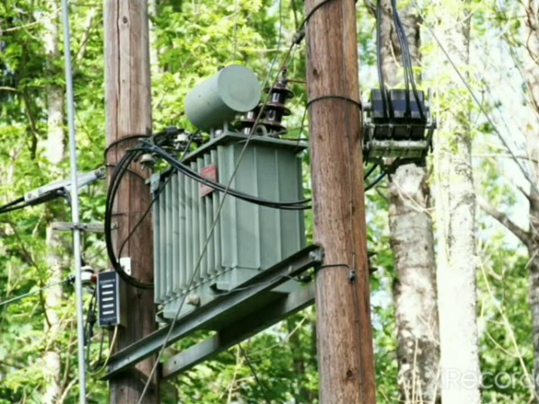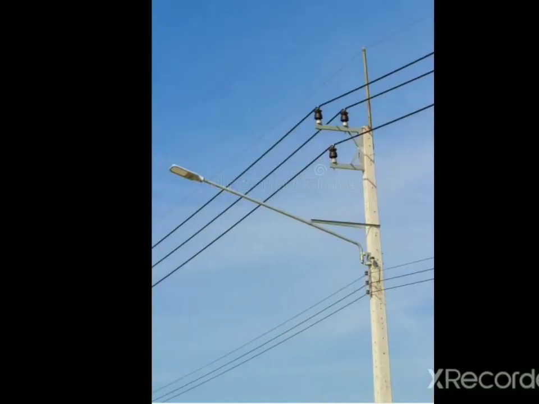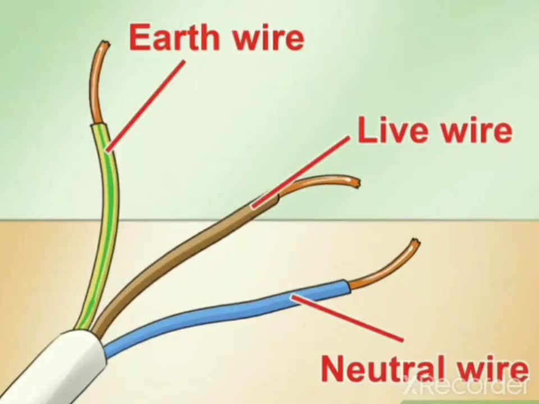From the transformer, the electricity is transmitted through wires called overhead wires to the posts, or in the textbook, the proper name is poles, P-O-L-E-S. So from the transformer, the electricity is transferred through the overhead wires to the poles. From the poles, that means to our house, we will get the electric supply. From the pole, the electricity is transmitted to our house through a cable.